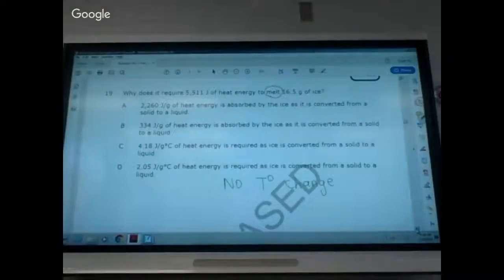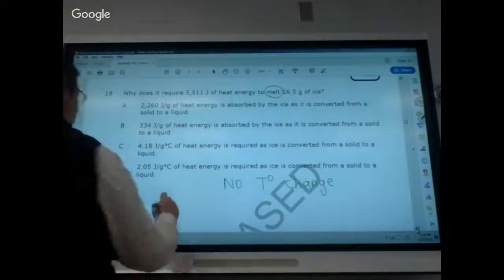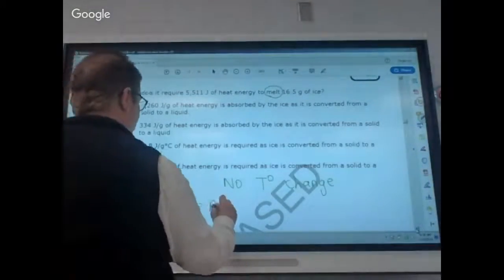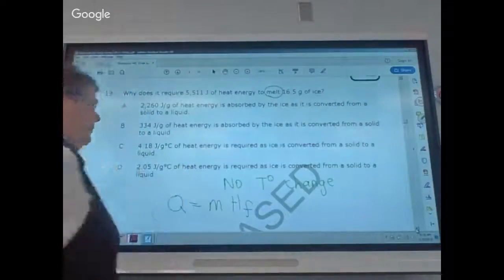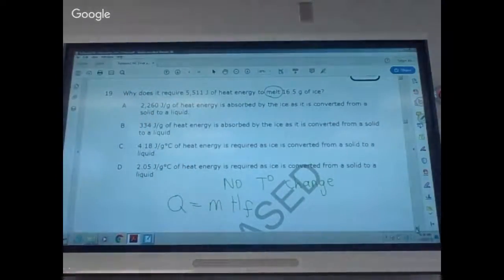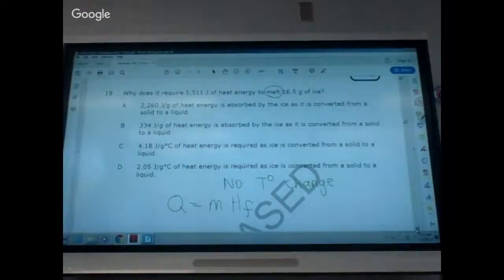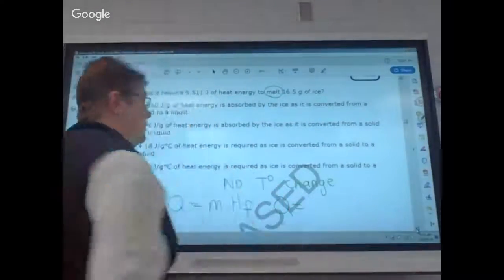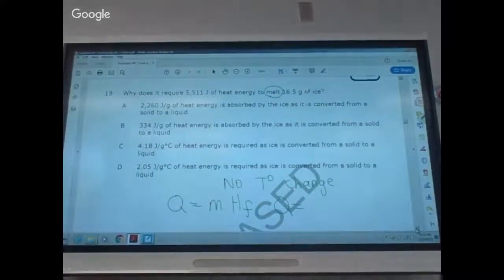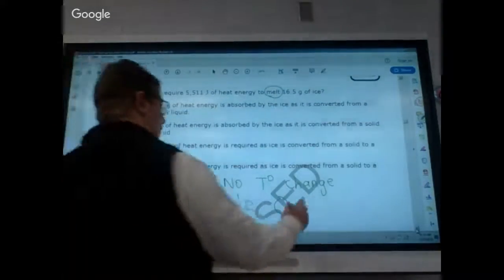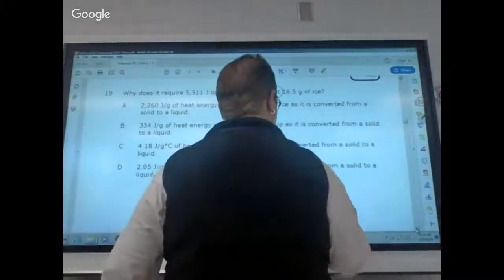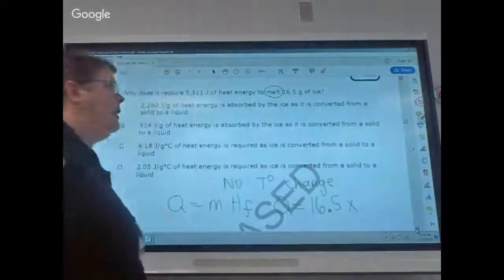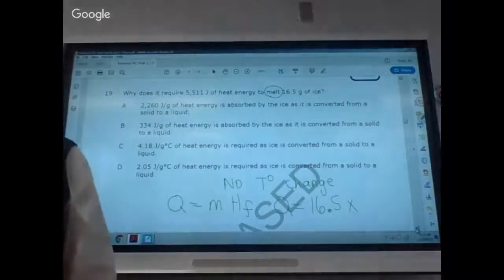Is it heat of fusion? Very good, Karina. Q equals MHF. Okay? Thank you for the time update. So Q equals, what's the mass? 16.5. All right? Times what's HF?